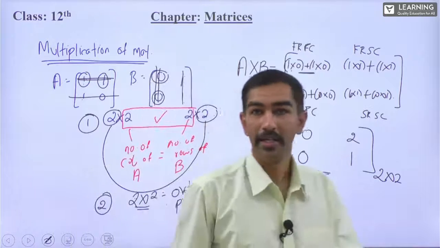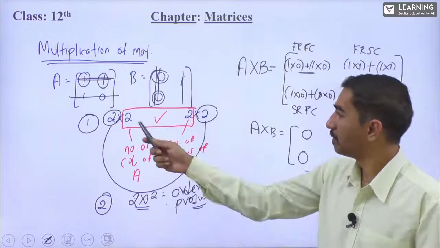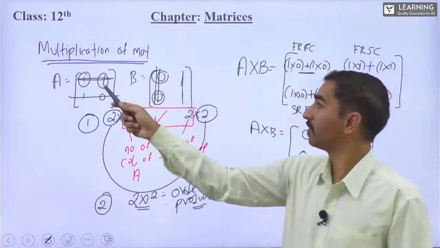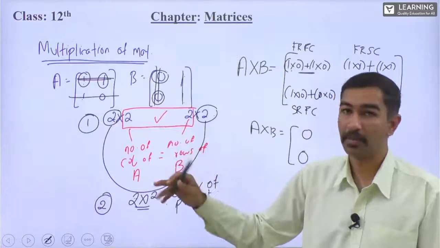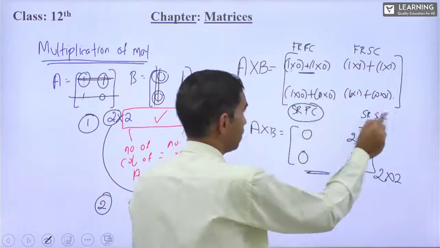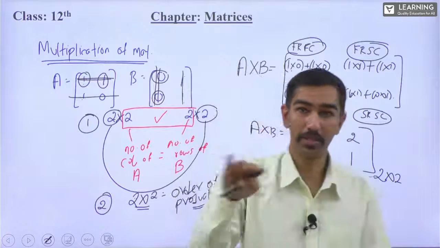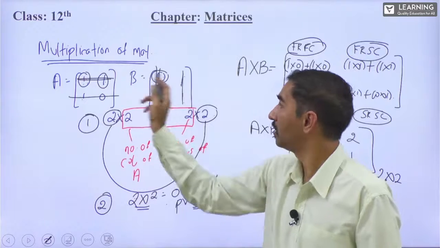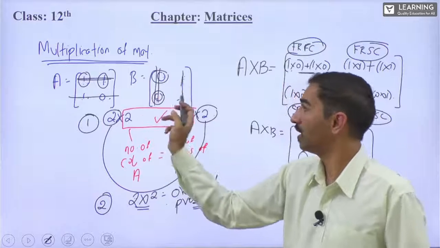Where did we come to know that? In the second point here. Correct? So these both are representing the order of the product. Number of columns is equal to the number of rows. First row into first column, first element. First row into second column, second element. Second row into first column, third element. Second row into second column, fourth element. So I have written it here. You can just make a note of this. So this is how matrix multiplication is carried out: rows into columns, corresponding elements.